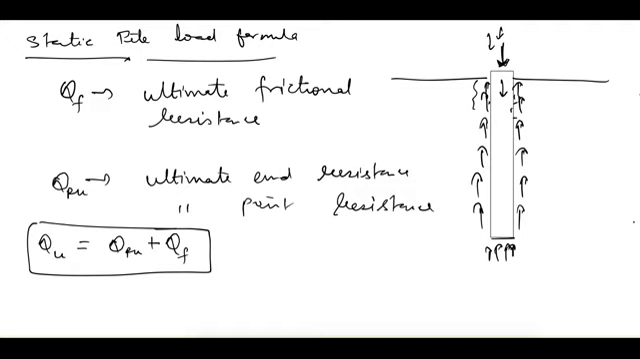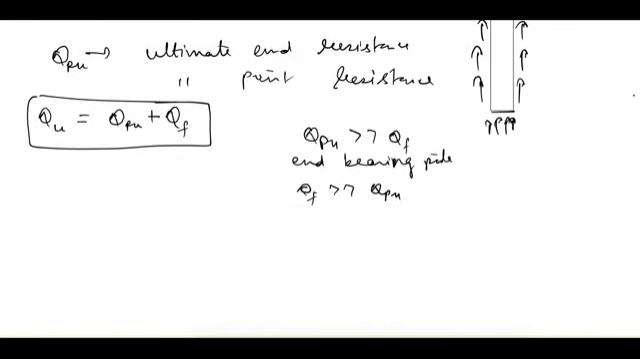Now when QPU is much greater than QF, then that kind of pile is called an end bearing pile, and if QF is greater than QPU, then it is known as a friction pile.